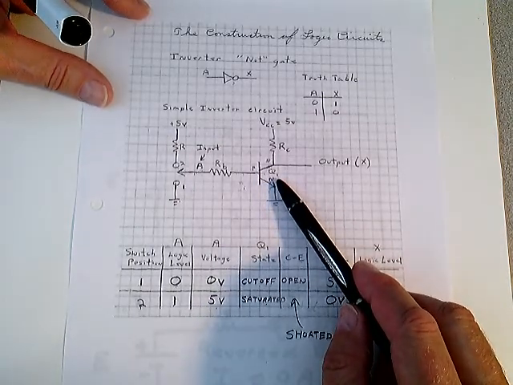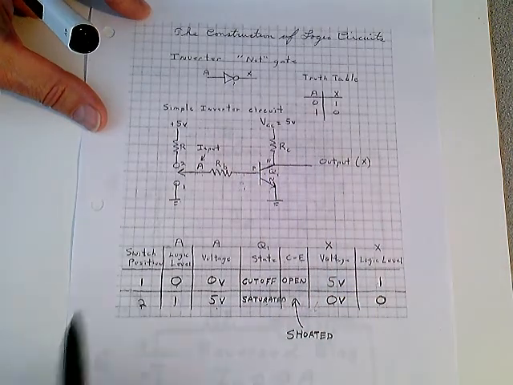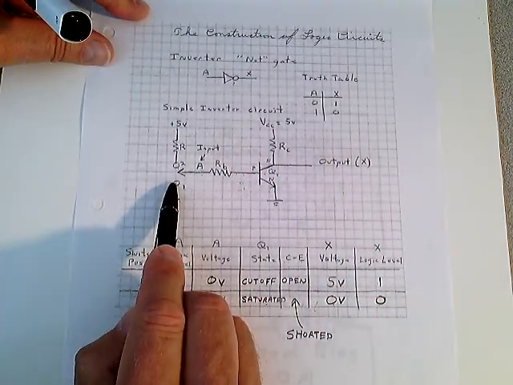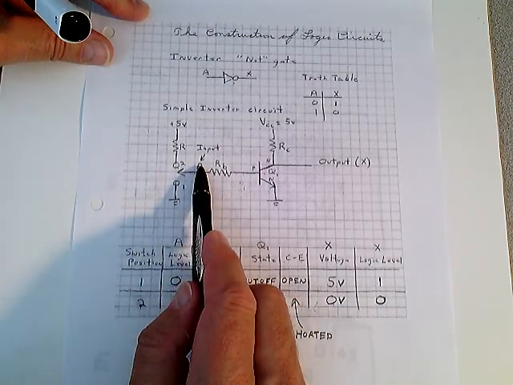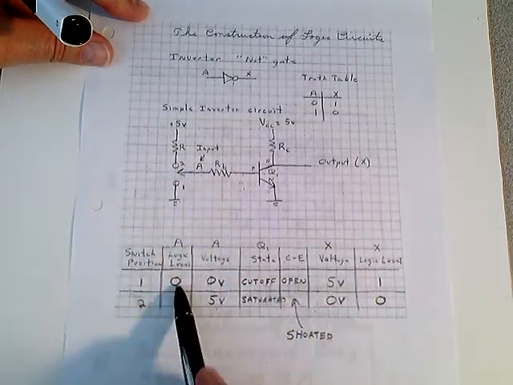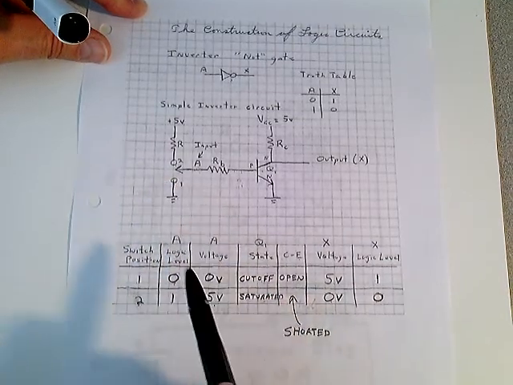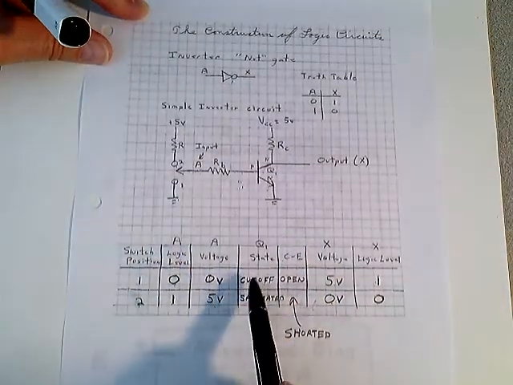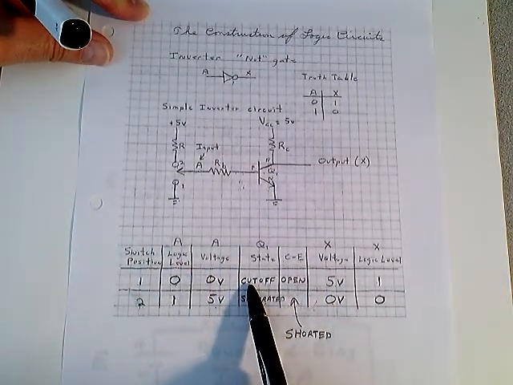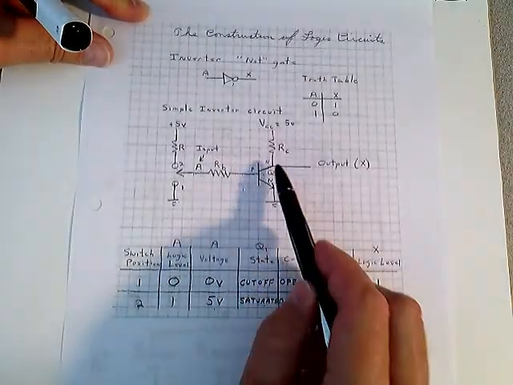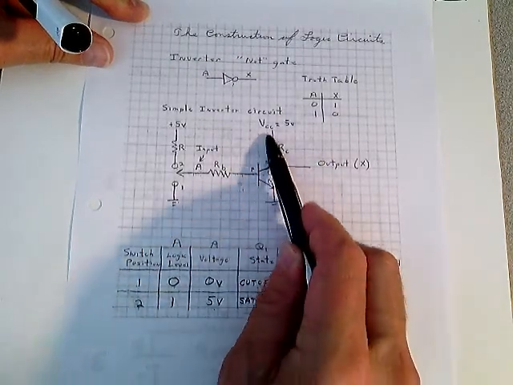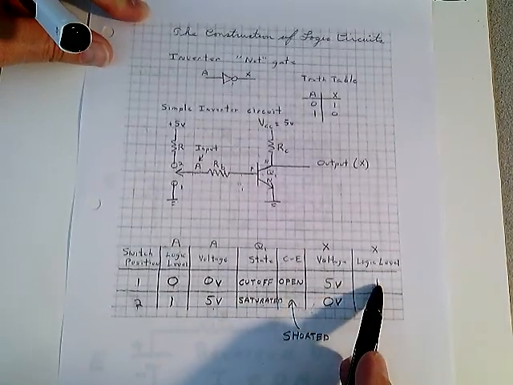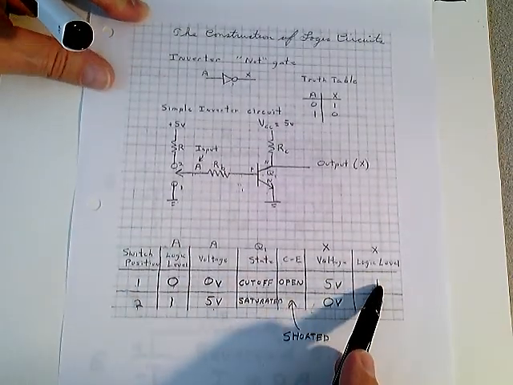It's a hex inverter. So when the switch is in position 1, the logic level for A is going to be 0 because it's ground. That's 0 volts. 0 volts on the base. The transistor's in cutoff. The collector to emitter is open. With this open, the output gets pulled up to 5 volts. That's a logic level 1. We're putting in a 0 and we get out a 1.